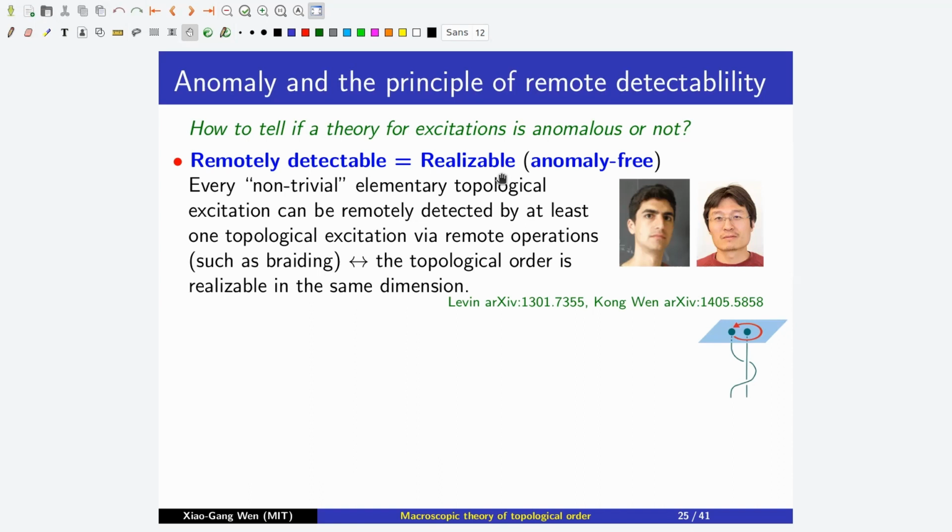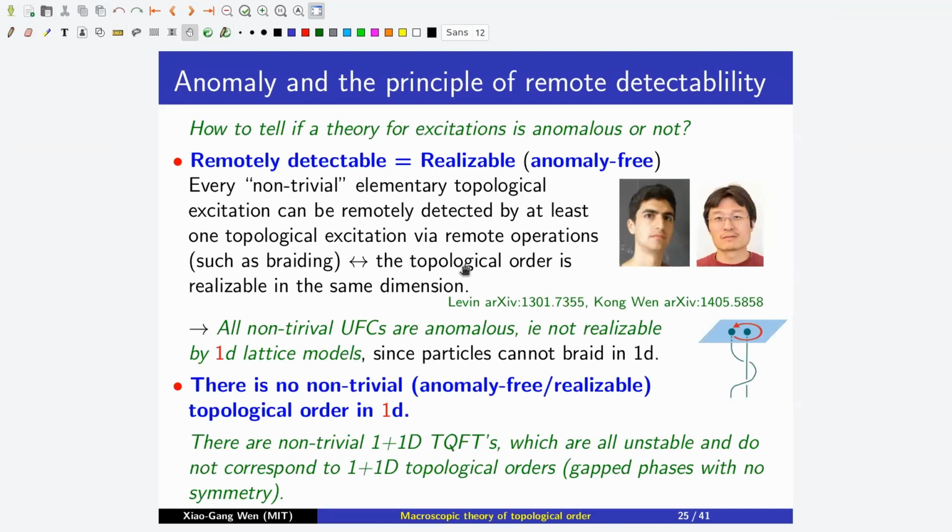And from this, you can see that in one dimension, we cannot braid. There's no way to detect this particle via just measurement at infinity. Then we cannot do braiding. And so any non-trivial 1D particle cannot be detected remotely. So they're all anomalous.